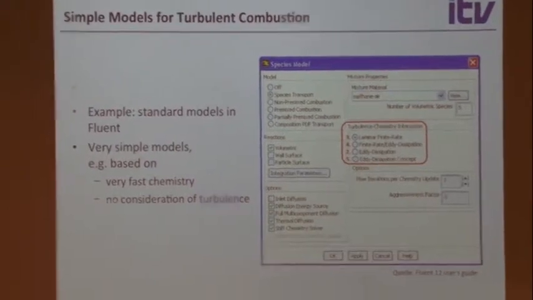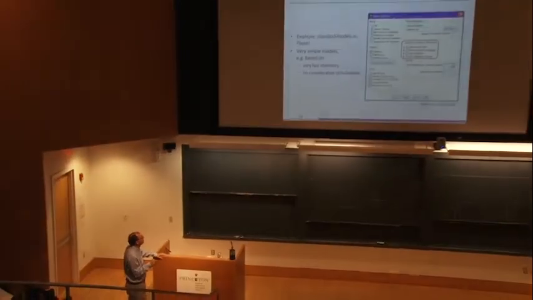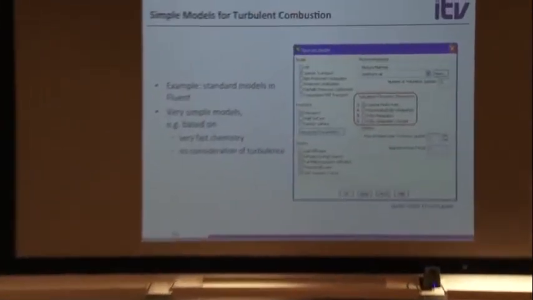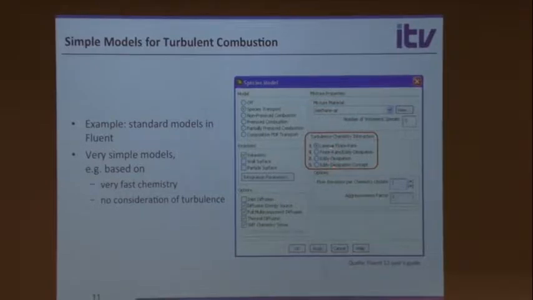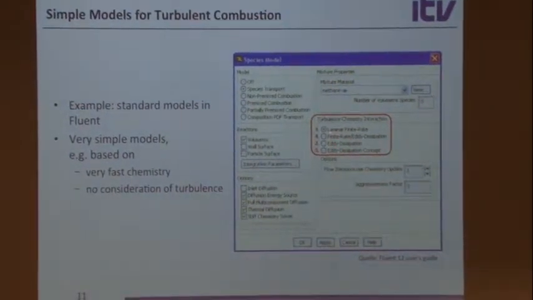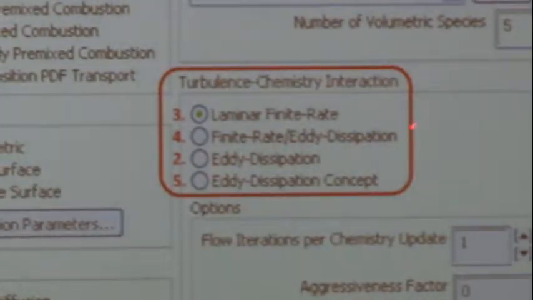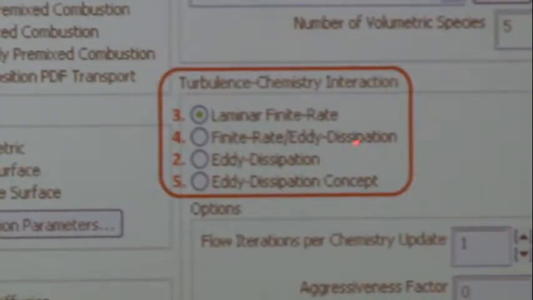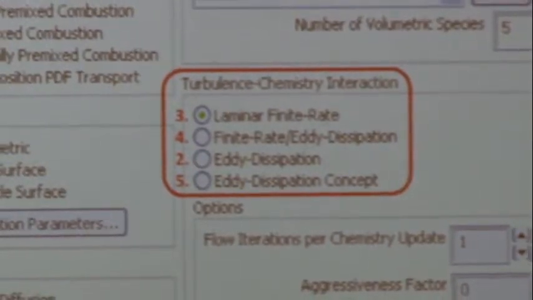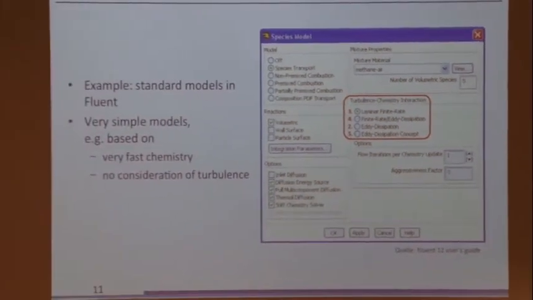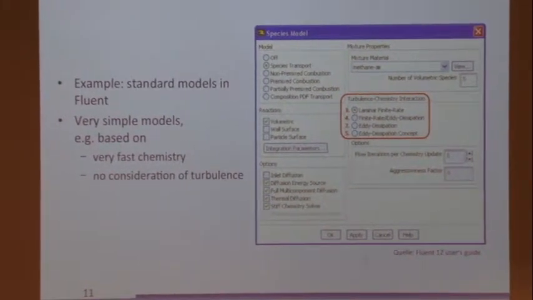Okay, so let's look at some of these more simple models. There are several ones. This is obviously a window here in the graphical user interface that you get when you use the Fluent code. And I don't know the details of this, but you see here, there's a section here, turbulence chemistry interaction model, and there's laminar finite rate, Eddy-Dissipation, Eddy-Dissipation Concept. You know? So they all sound very similar, and if you just look at this, you don't know much about it. It's really hard to see what the differences are.